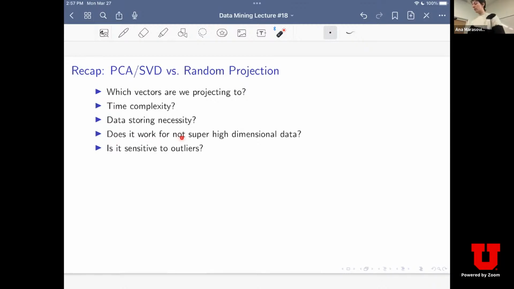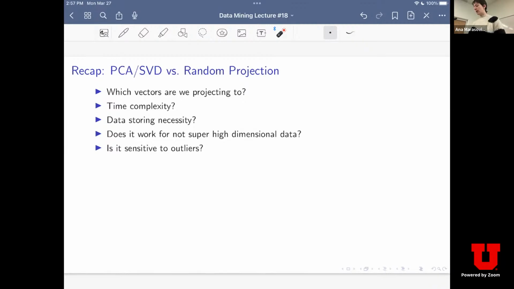Then, does it work for data that is not super high dimensional? Remember, when we talked about random projection, we said that it all started from the lemma. Without the lemma, we didn't have anything. The lemma said that for a certain specific value of the dimension of the low dimensional space, you can get this guarantee. If you had fewer features, you wouldn't get that guarantee, and applying that whole approach wouldn't make sense, because if your goal is to have distances preserved, but your lemma says I'm not guaranteeing that for your values of K, then that doesn't make sense as a method to use.